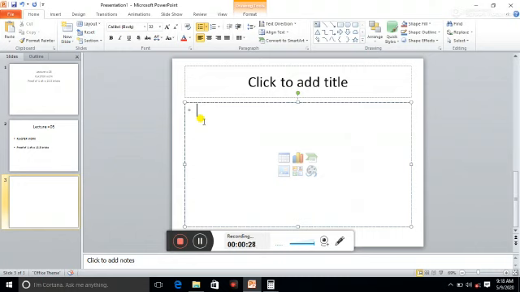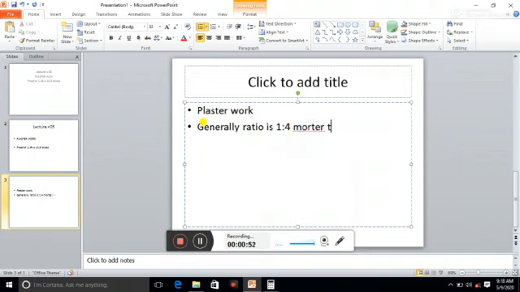So first of all, for plaster work, generally the ratio is 1:4. Okay, and the mortar thickness is equal to 0.5 inches. Okay, half inches. So now let's solve an example.